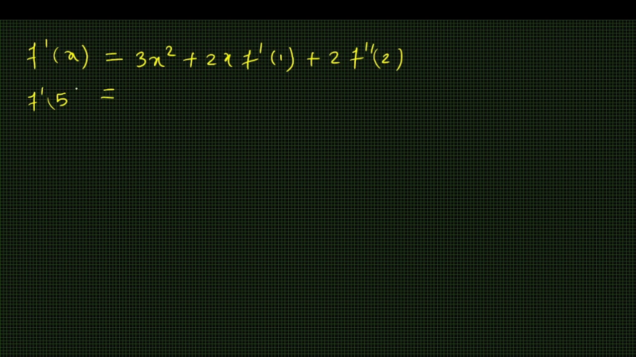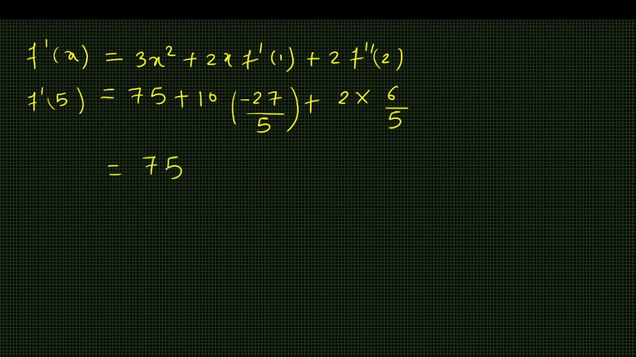Now we have to find f'(5). So let's put 5 for x. We get 75 + 10 into -27/5 + 2 into 6/5. So 5 to the 10 and 2 into -27 is -54, + 12/5.